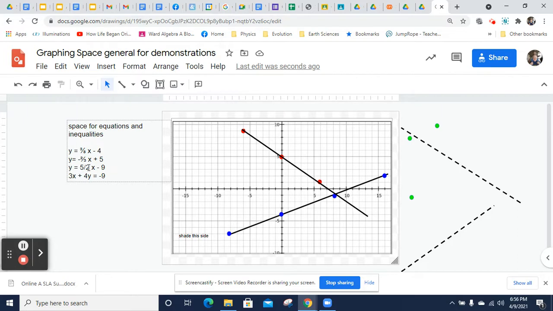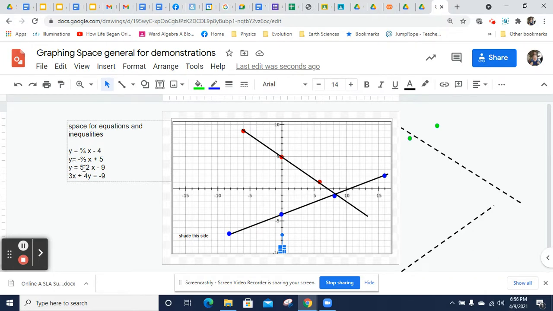The next one we have is y equals 5 halves x minus 9. So I'm going to grab this green point, and I'm going to bring it to my y-intercept point. So that's the first thing to do, get an anchor point, bring it down, there. Okay, now I'll copy it, paste it. Now I've got an extra point there, and I need to map a slope of 5 halves.